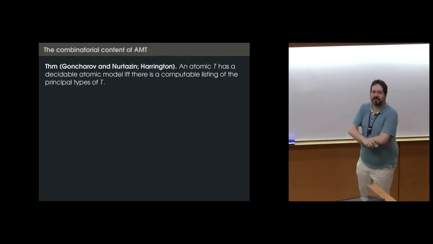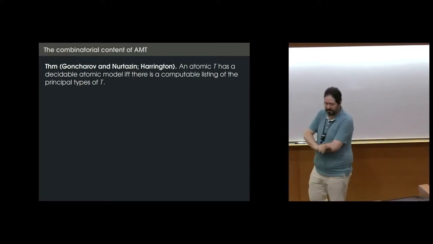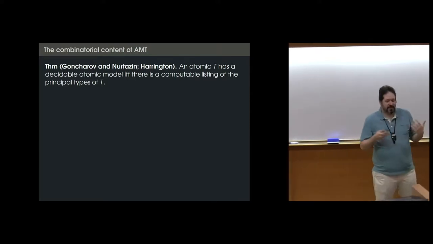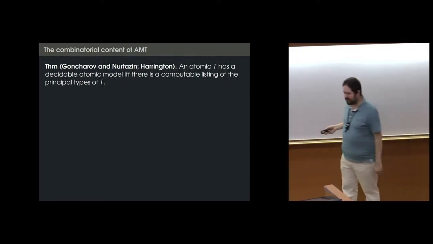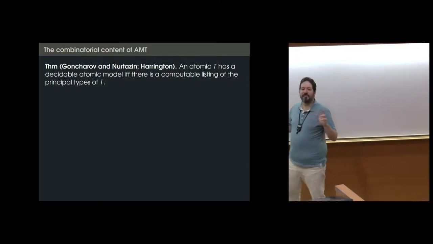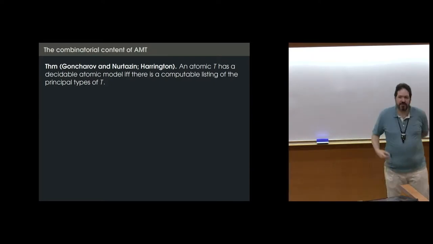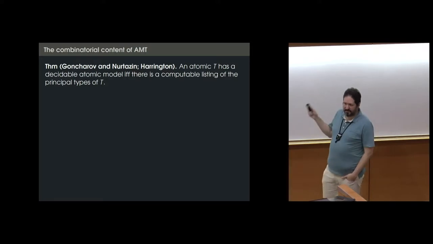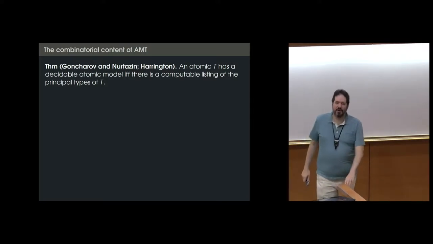Okay, so let me first say one of the things that I find interesting in the atomic model theorem is it gives a nice case study on how one can strip away the mathematical specifics of a theorem to reveal a sort of combinatorial core, which is something that I like to think of reverse math and computable mathematics as doing. So the first step here, when you're thinking of the atomic model theorem that way, is to get rid of the models.